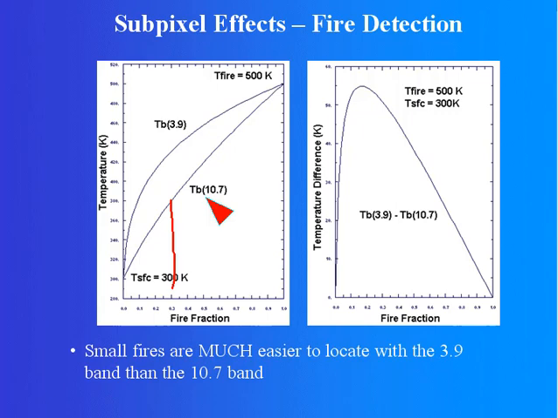It turns out that the 3.9 channel is much more sensitive to these subpixel heat sources and would have a much higher brightness temperature. If you were to take the difference between these two curves, that's what's plotted on the right, and it simply shows that this effect, when you look at the difference product, is much more exaggerated when the fire is relatively small compared to the size of the pixel, maybe 30 to 50%, compared to when it's quite large.